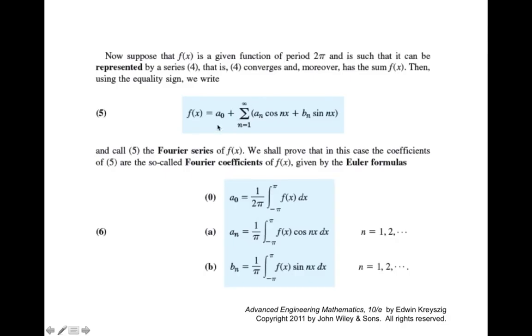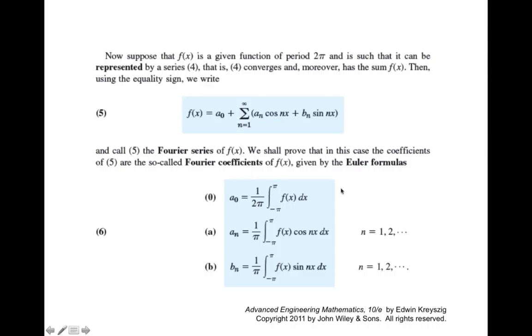Now, let's suppose that we do have a function that has a period of 2 pi. It's possible, given this, that if we know the exact function of x, we can solve for the coefficients a0, an, and bn by the following integrals that are known as the Euler formulas, and the coefficients are known as the Fourier coefficients.